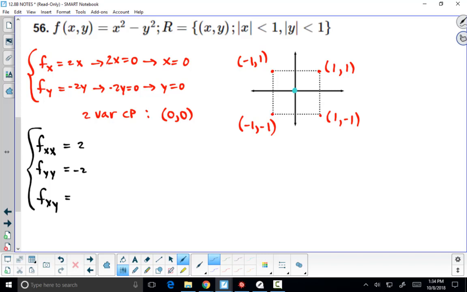So f sub xy is 0, both these are 0. Wait, what? Oh, I looked at the wrong place, I think. F sub x. Are we getting it's 0? Yes, that looks right. It's 0. So how are we getting the saddle point then? Because you get -4. But we don't get -4. Well, 2 times -2 is -4.